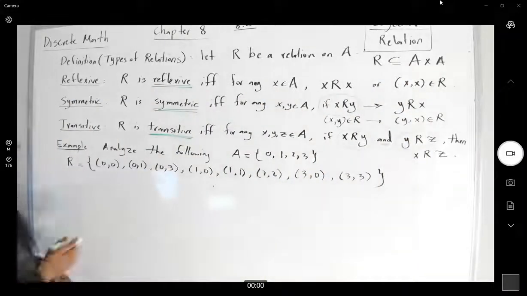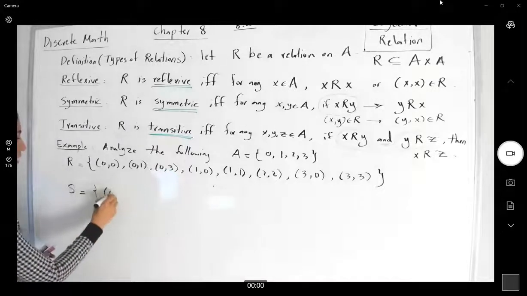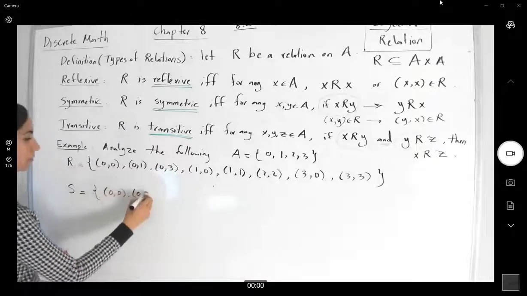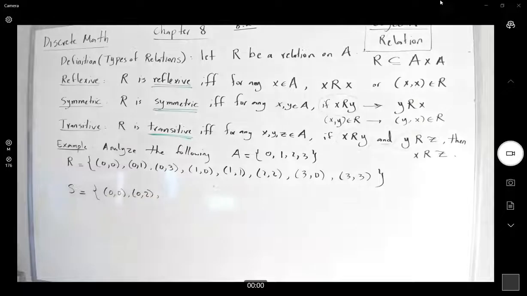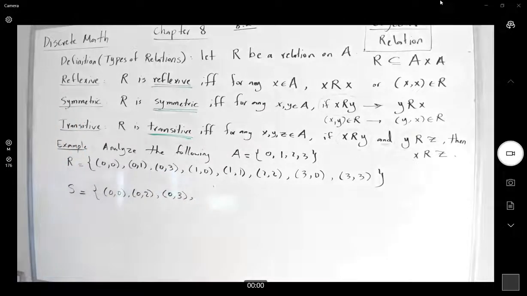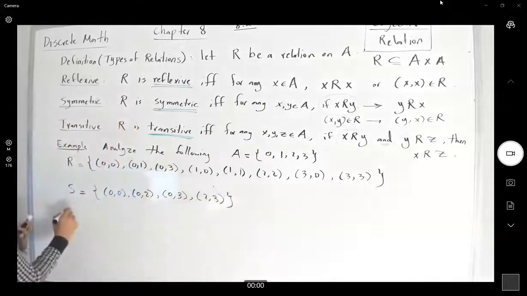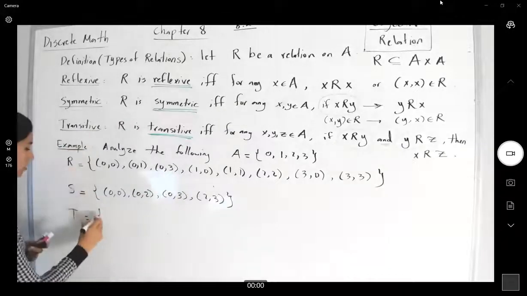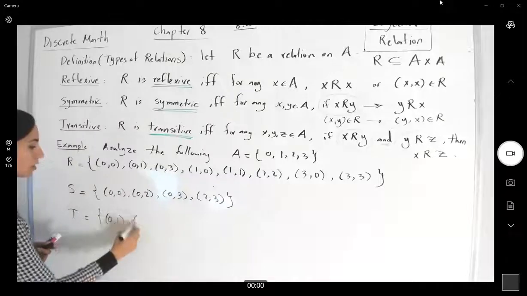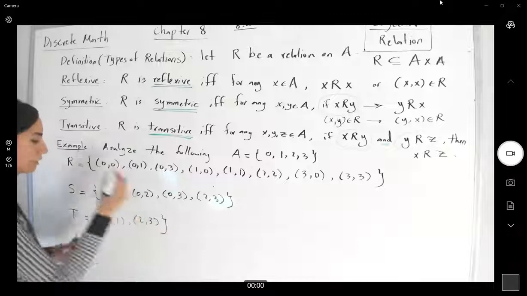The second relation is S, which is defined as the collection of (0,0), these points (0,2), well, (0,3), okay, and (2,3). Now check the last relation T, which includes 2 points, (0,1), also (2,3).